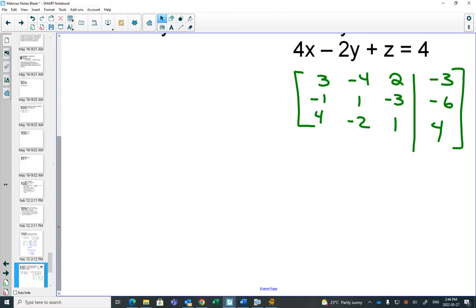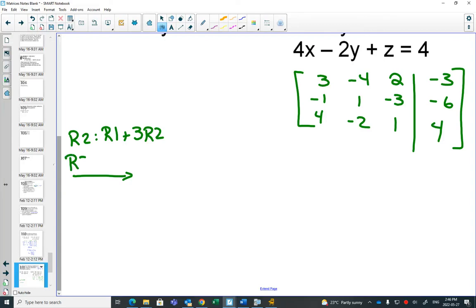Here we go. So I need this to be a 0 and this to be a 0. So starting with row 2, I can make row 2 a 0 if I took row 1 and added 3 row 2's. I could make this a 0 if I took row 3 plus 4 row 2s.